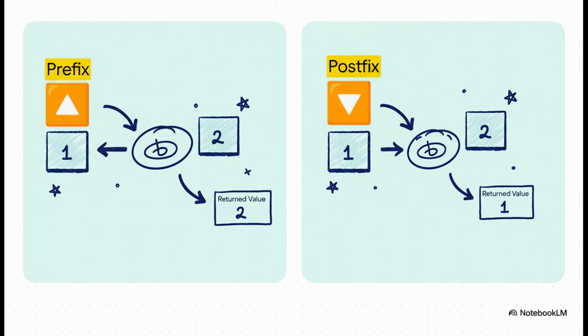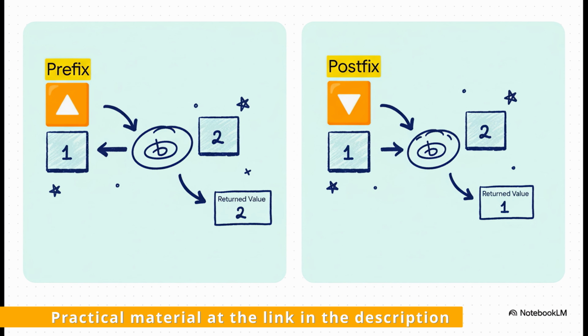But here's one final really crucial detail. The placement of that plus plus matters. Let's assume a variable counter starts at the value of 1. If you use the prefix form plus plus counter, it first increments the value to 2, and then it returns that new value, so the result is 2. But if you use the postfix form counter plus plus, it returns the original value first, which is 1, and then it increments counter to 2 behind the scenes. It's a subtle but powerful difference that often trips up new developers.